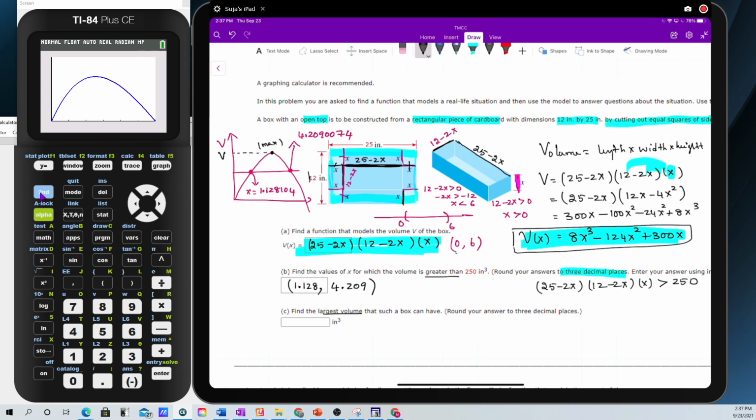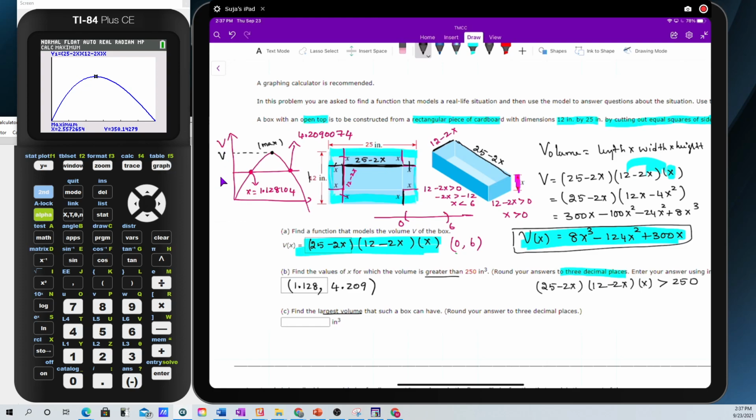So I'm going to go back to second calc and I'm going to hit maximum. Again, left bound, go to the left side of the point you think the maximum is, enter. Go to the right side of the point the maximum is, enter. Enter again. So it's going to give you the maximum point and the question is asking for the largest volume. Therefore, it is the y coordinate that's going to be the answer.